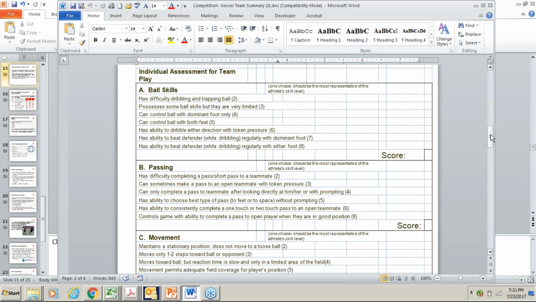So this cannot be done during practice. You need to be having a scrimmage or some type of game to be able to do this for the athletes, to see what their real ability is when they're playing on the field. We talk about their passing. We talk about their movement on the field.